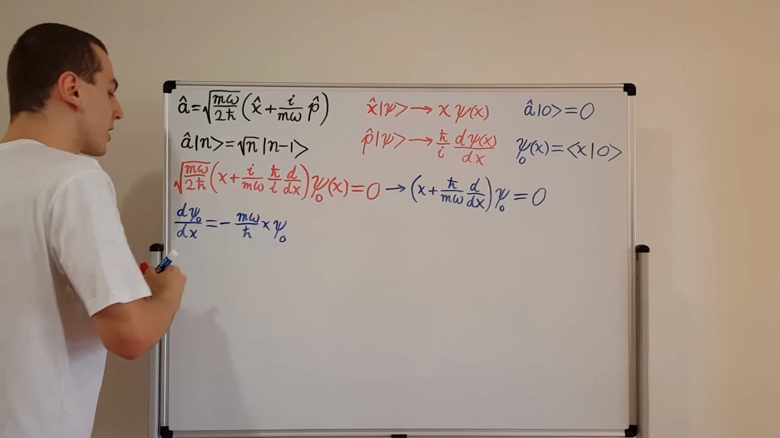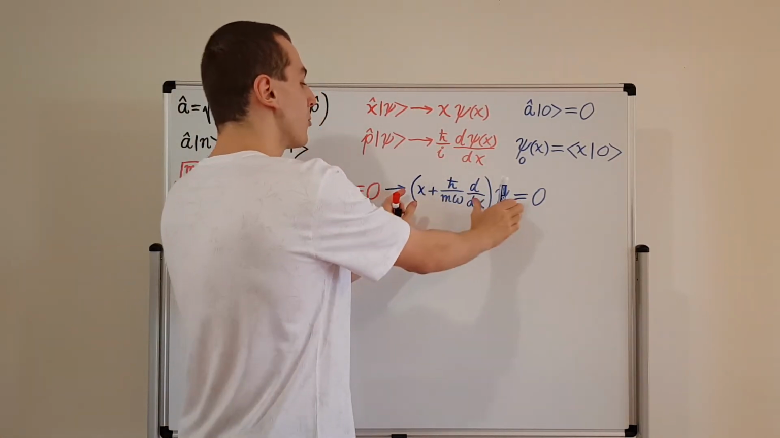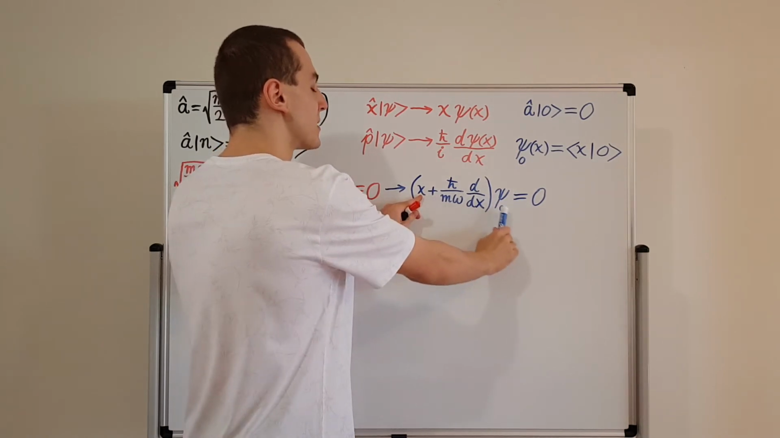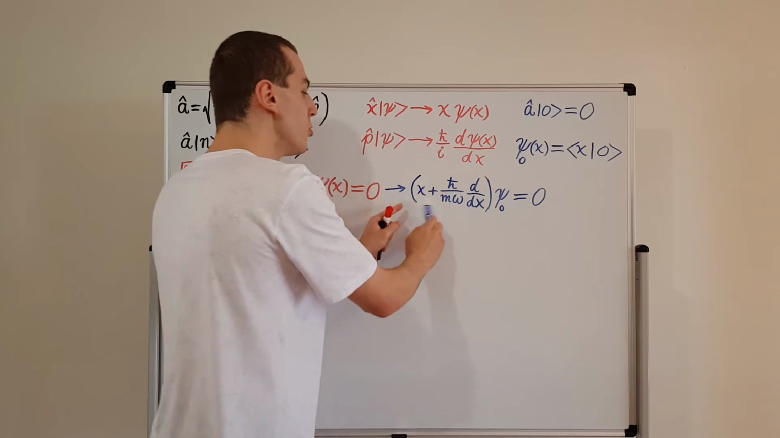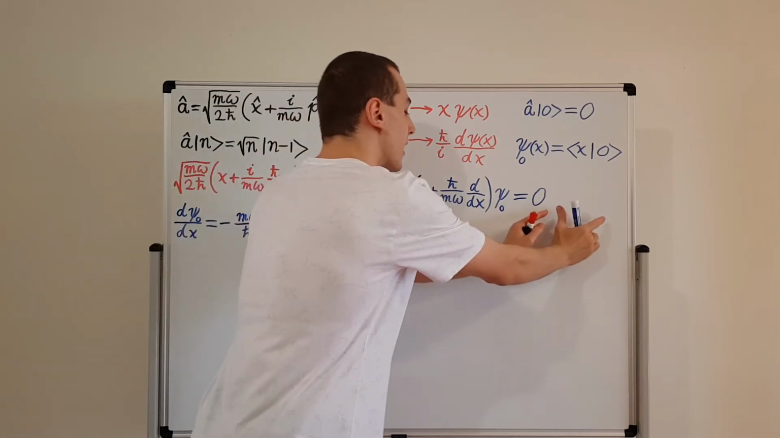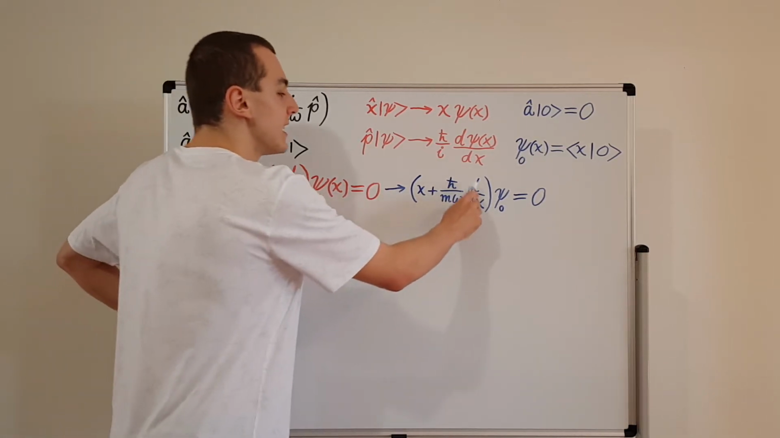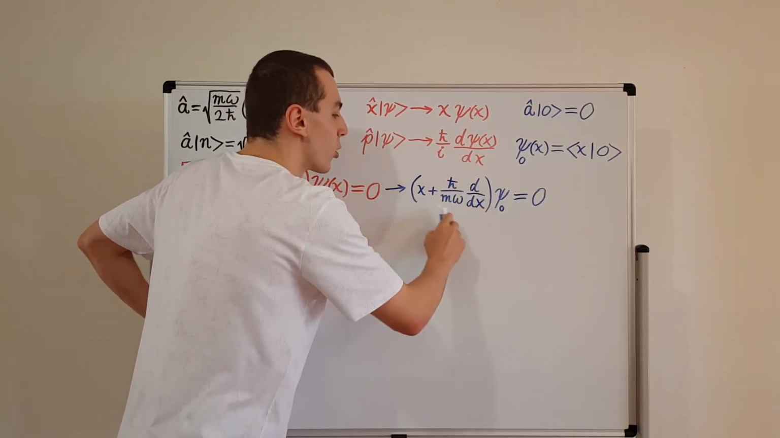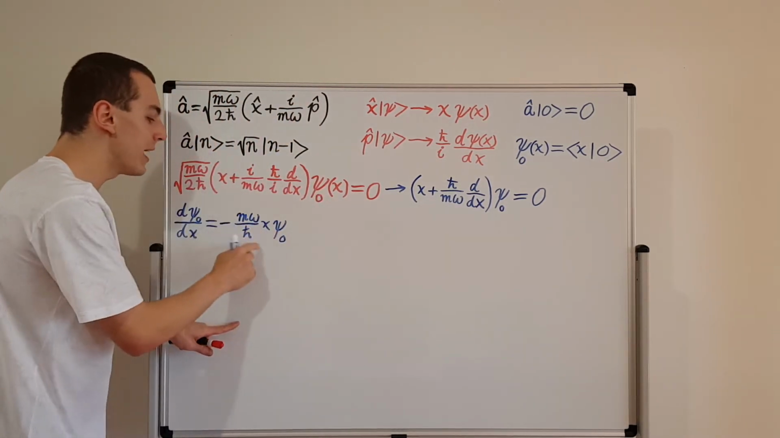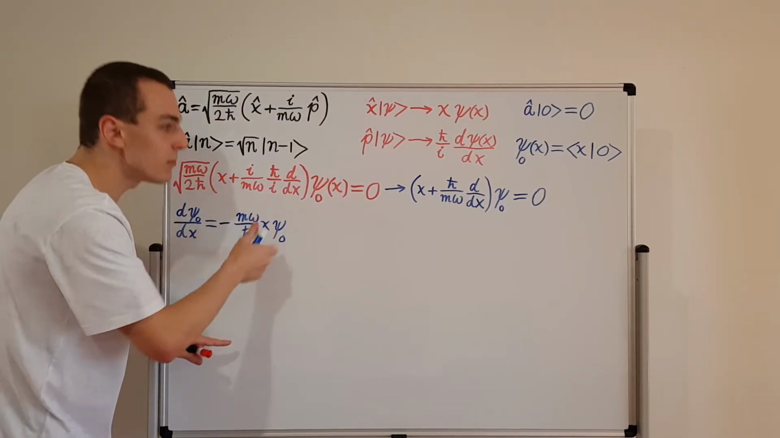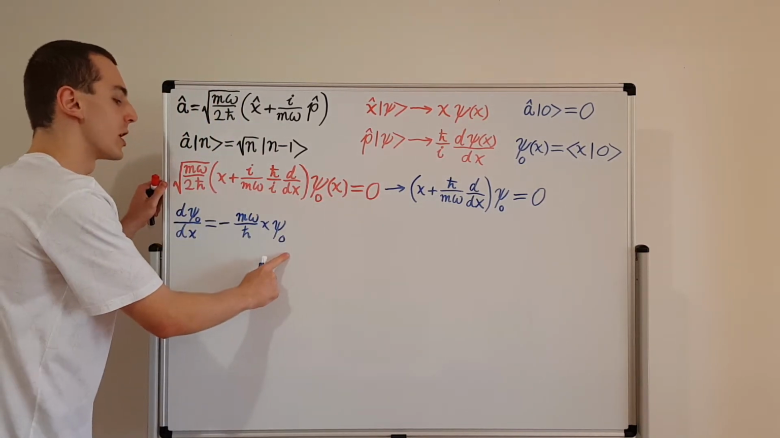So I want you to be very clear with how we got to this step. All I've done is I've expanded this out. So over here we have x times psi naught plus all of this acting on psi naught. And I've just moved that x times psi naught onto the other side. And that's where this minus sign has come from. And then all I've done is I've divided both sides of the equation by h bar over m omega. And that's given me this m omega over h bar. That's just the reciprocal of that fraction. So that's how I've got this ordinary differential equation.